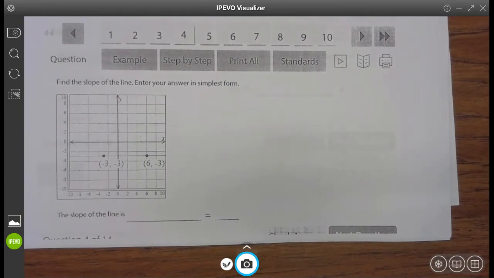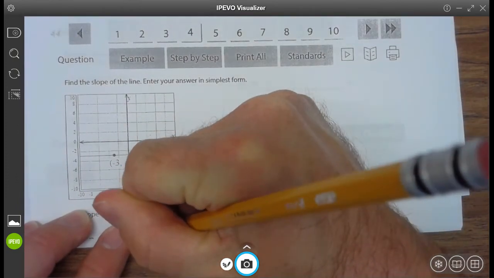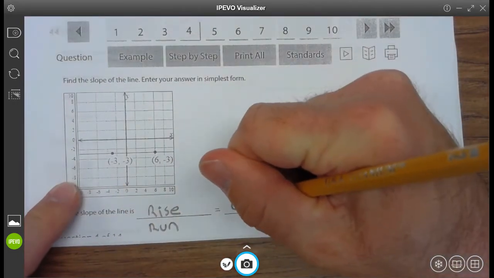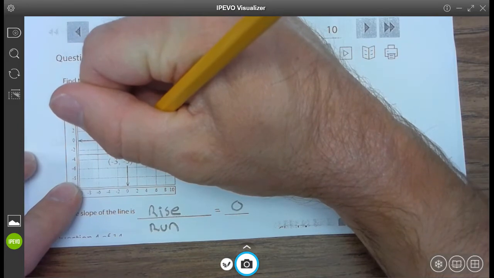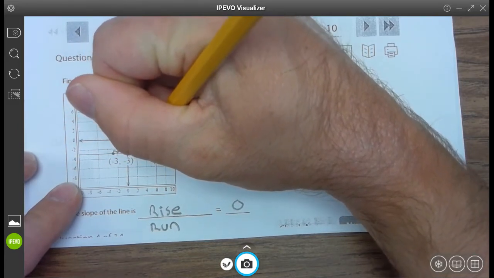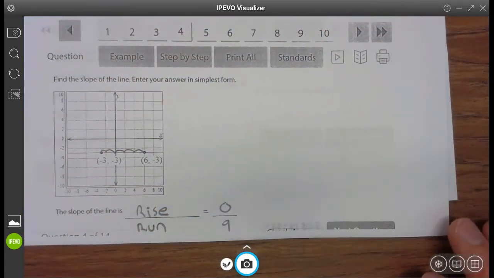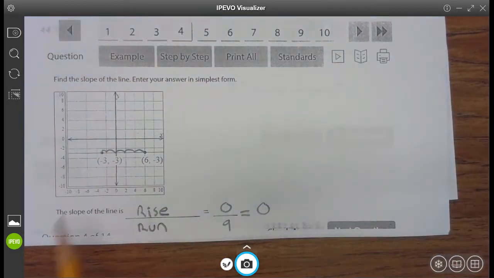All right, example 4. Find the slope of the line, enter your answer in simplest form. So again, slope is rise divided by run. So the rise is 0. The run is 1, 3, 5, 7, 9. So the run is 9. Well, 0 divided by 9 is 0. So when the line is horizontal, the slope is 0. All right, go and finish up example 4.